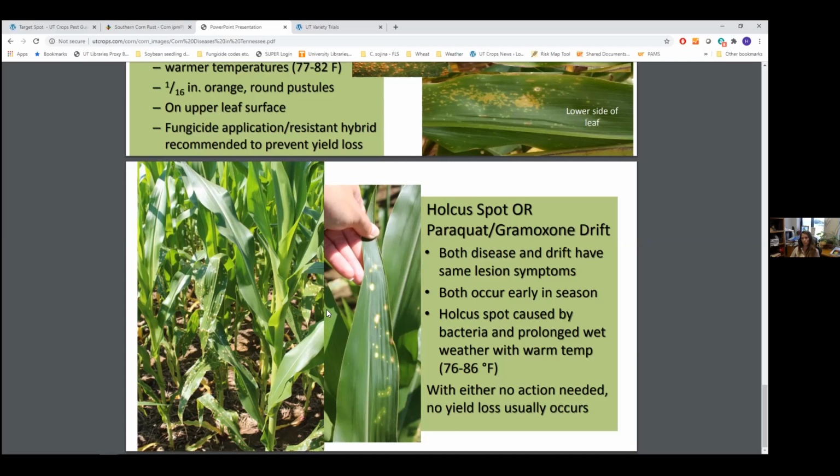And really what's important is both of these, it doesn't really matter which one it is, there's nothing you can do about it, and there's nothing that's needed to be done about it. Because really there's rarely any yield loss associated with this, unless an airplane accidentally sprayed the wrong field with paraquat, and then that could definitely be an issue.